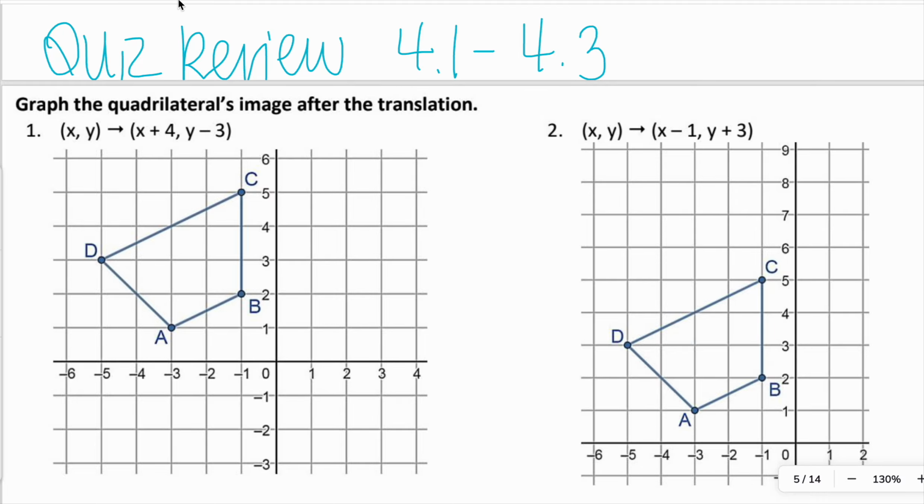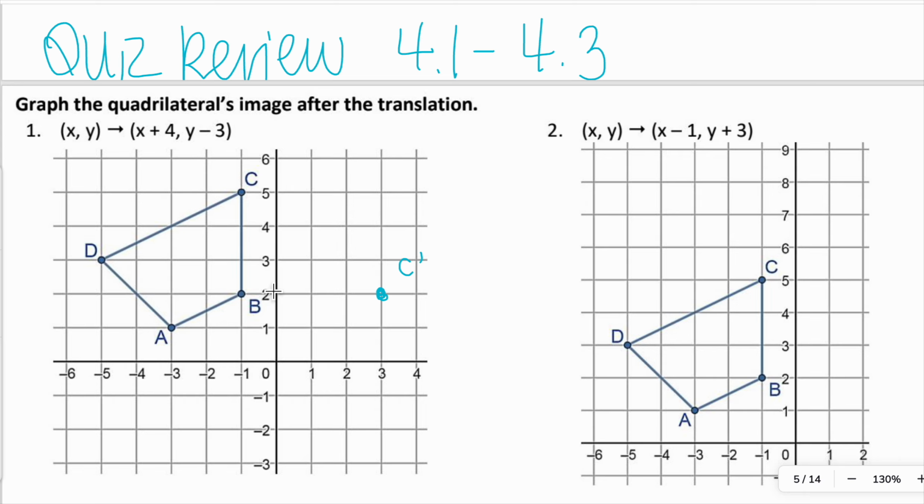The first one, we are making a translation. It says graph the quadrilateral's image after the translation where x plus 4 and y minus 3. So that means we're going to the right 4, 1, 2, 3, 4, and down 1, 2, 3. So C prime is ending up at 3, 2.